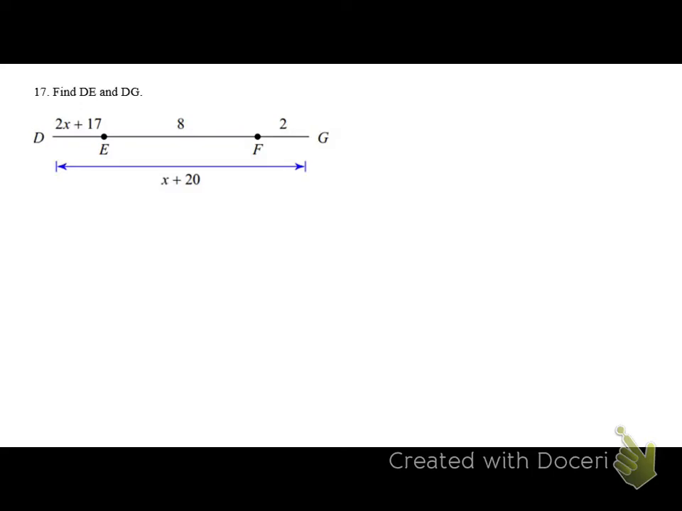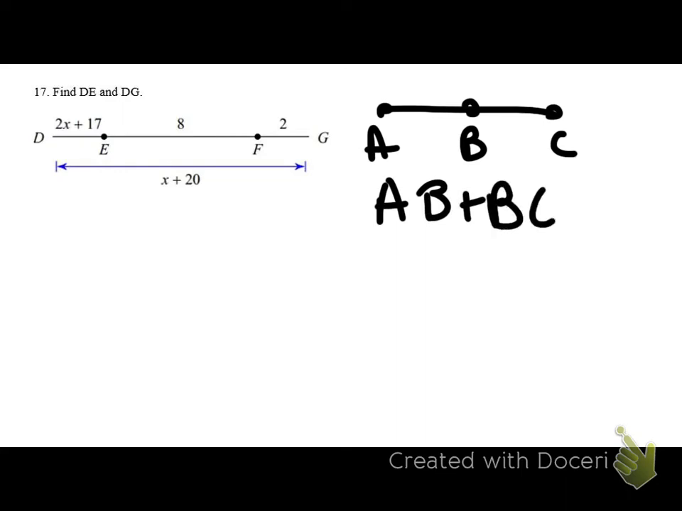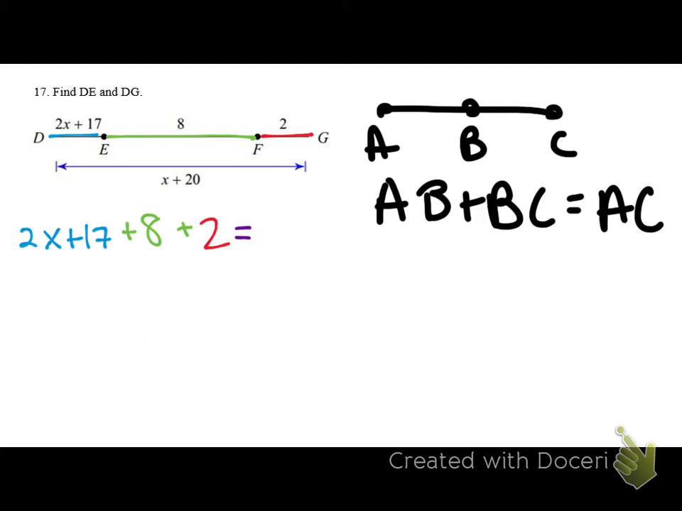All right, 17. So previously we always had a segment made up of two parts, and we would say AB plus BC equals AC. We're going to do the same thing except for there's three parts now. So we're going to take 2x plus 17 plus 8 plus 2, and it equals x plus 20, the whole length of the line.